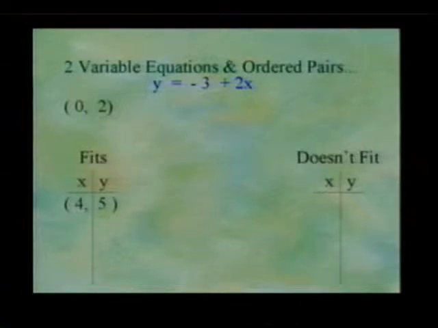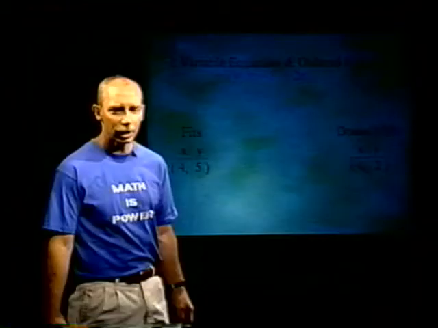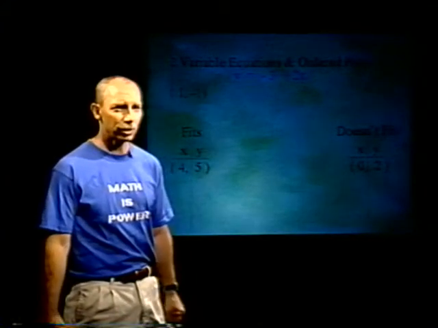Now, in this case, 0 is going to go in for x because it's listed first. Okay? And let's see if it fits. 2 times 0 plus -3. Well, we're checking to see if that equals 2. Okay? Well, it doesn't. So that goes in the doesn't fit pile. Okay? Let's look at another one, just so we get good at this.